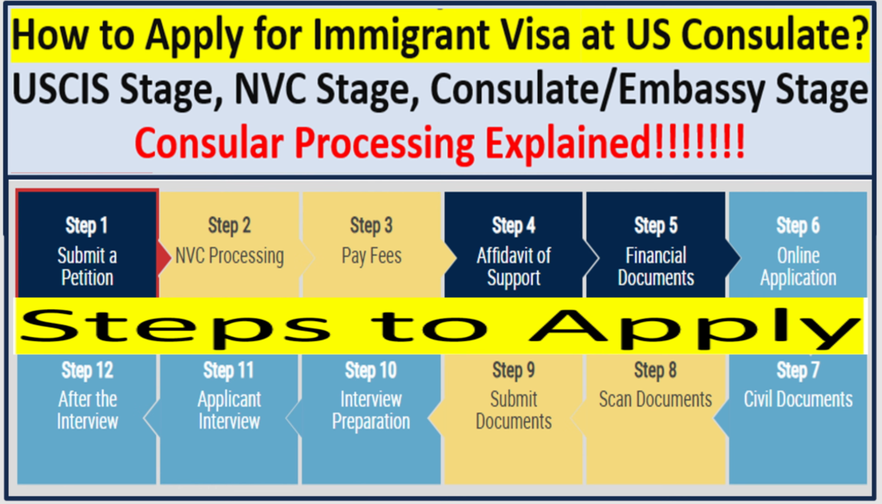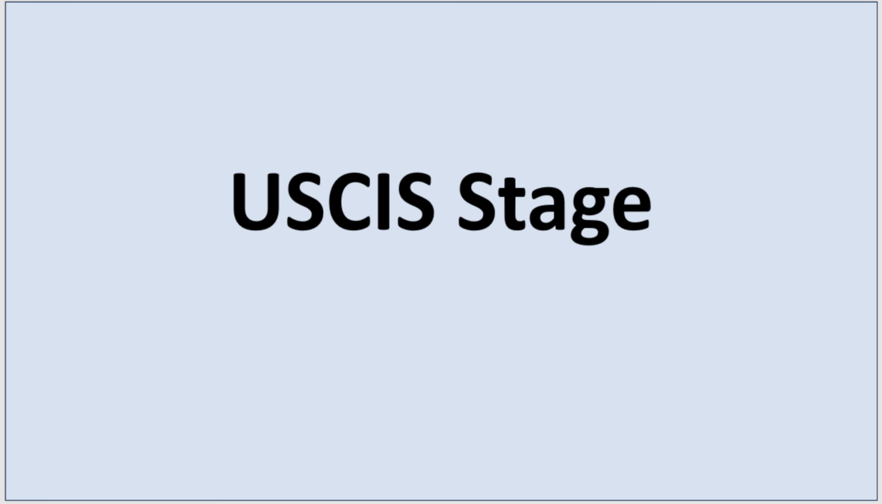In today's video, we're gonna talk about the 12 steps on how to apply for an immigrant visa at a US consulate. We're gonna divide them into USCIS stage, NVC stage, and the consulate or embassy stage. This is consular processing with a step-by-step explanation. So first, let's talk about the USCIS stage.